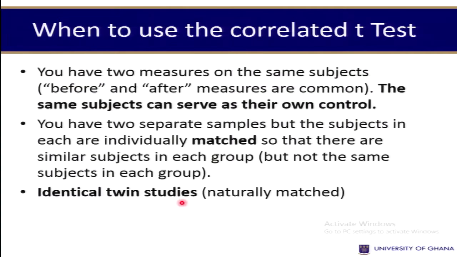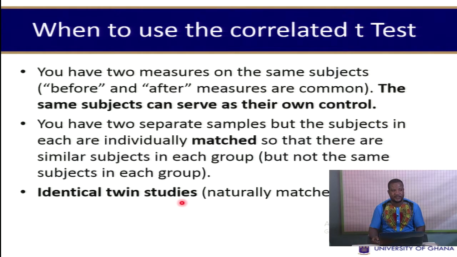So these are the instances that can create the relationship that we are talking about between the two populations. So clearly, to summarize, what I'm saying is that when do we use the correlated t-test?